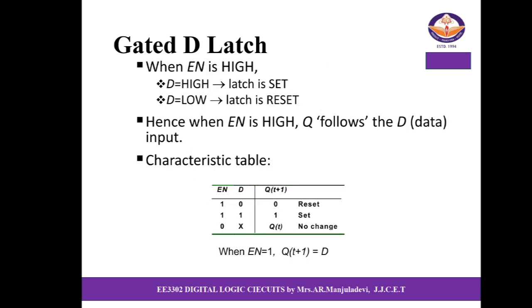When the enable input is high and D is high, the latch is set. When D is low, the latch is reset. Hence, when the enable input is high, Q follows the D input. This is the characteristics table of the gated D latch.